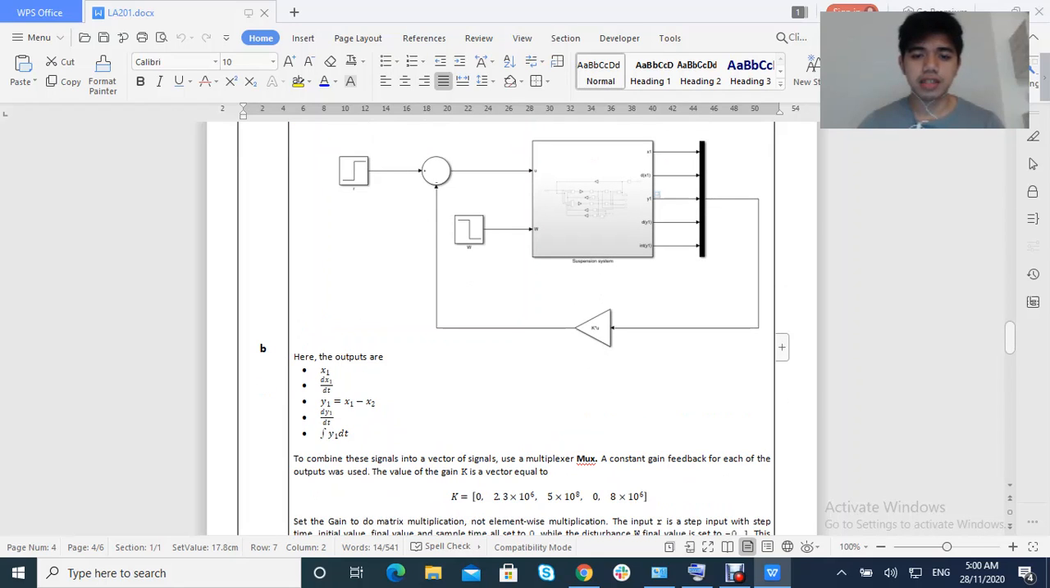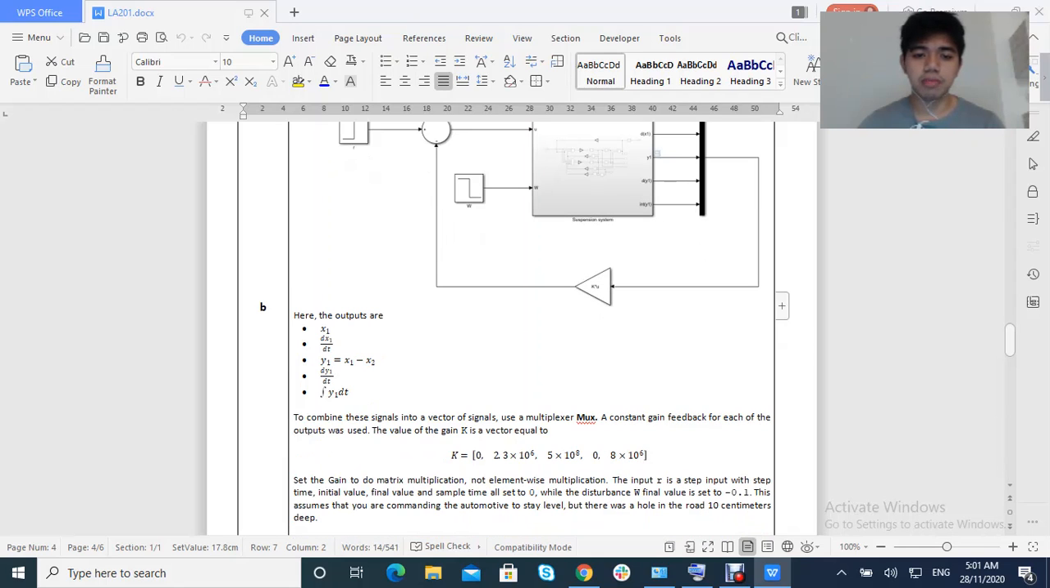This will combine the signals with a constant gain feedback. As you can see here, for each of the outputs, the value of the gain K is 2.3 times 10 raised to 5, 10 to the 5, 5 times 10 raised to 3, and 0.8 times 10 raised to 6. Set the gain to do a matrix multiplication, not an element-wise multiplication. The input x is a step input with an initial value and final value, and the sample time is also set to 0.